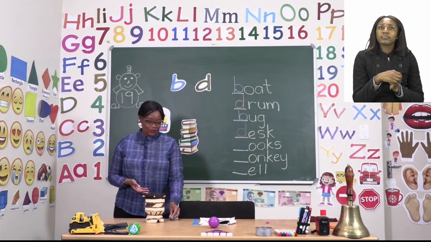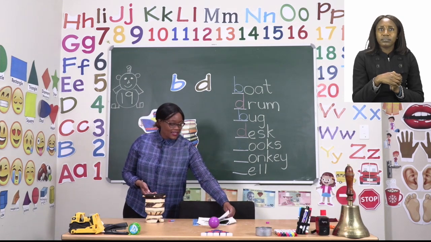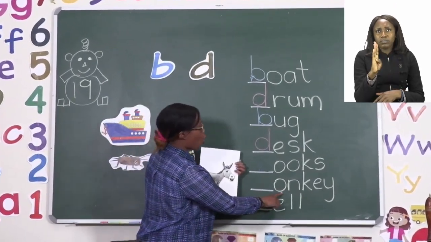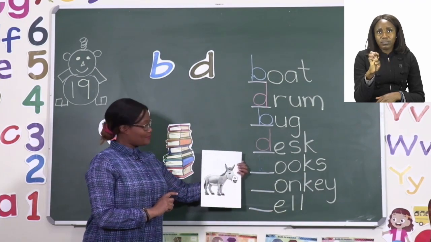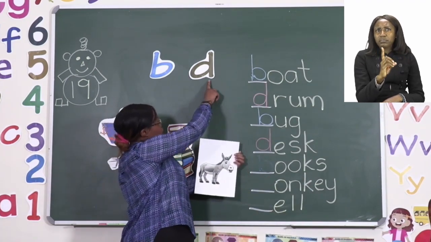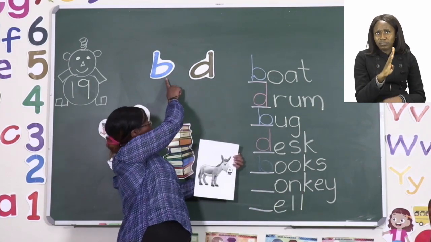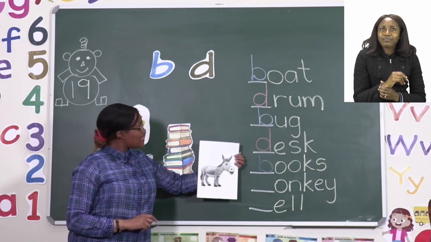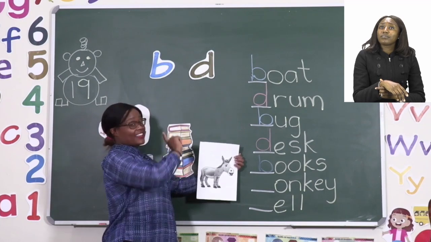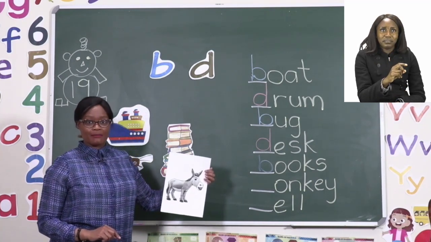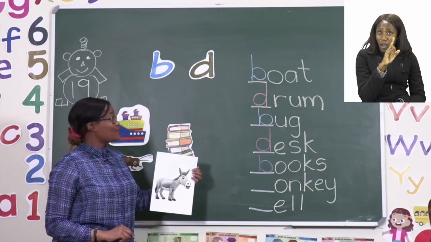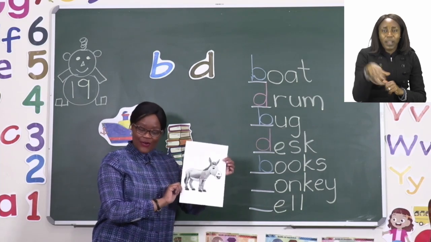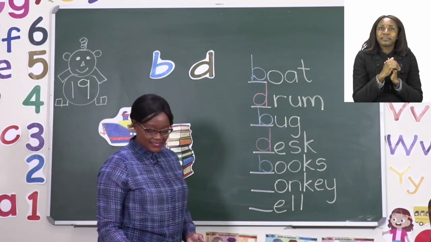Then the next item that we're going to try and describe is in my hands. This item here has onky at the end. So, do we say donkey or bonky? Take a good look at the item. If you said we say bonky, oh, I've never seen a bonky in my life. But if you said donkey, well done. This is a donkey. So we're going to go ahead and put a D.